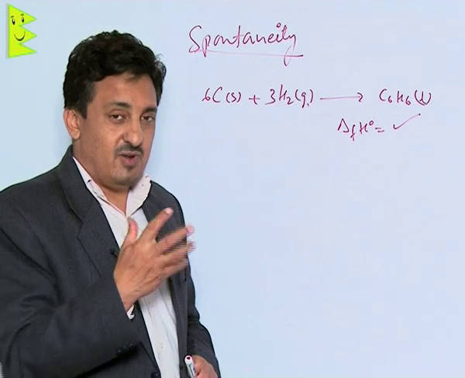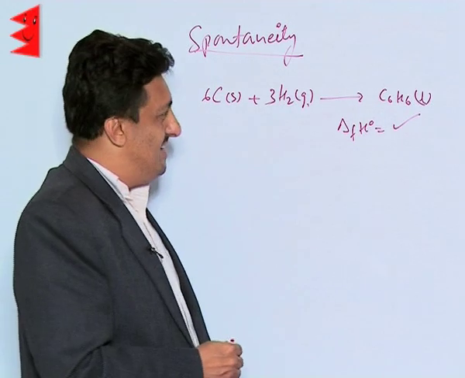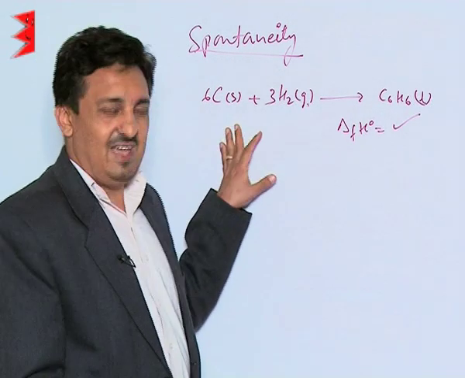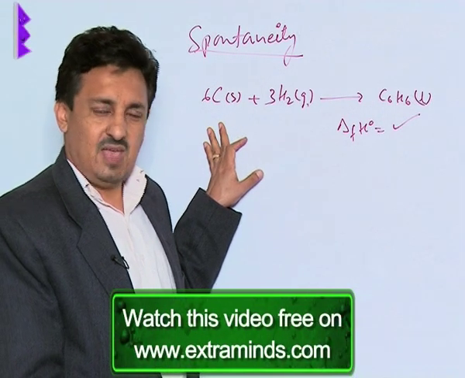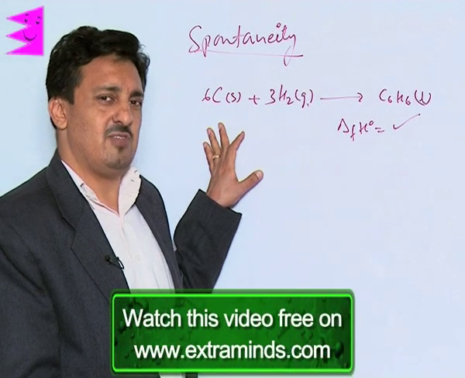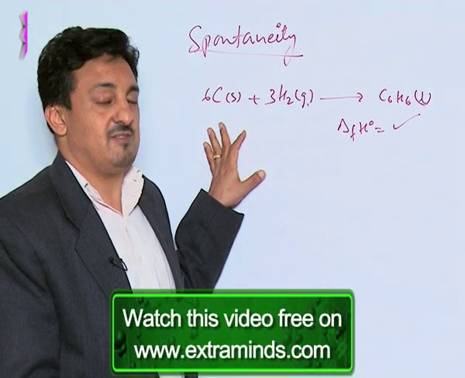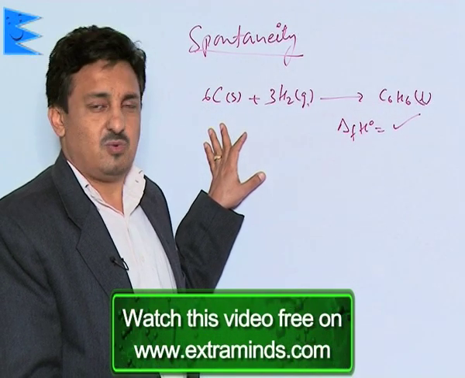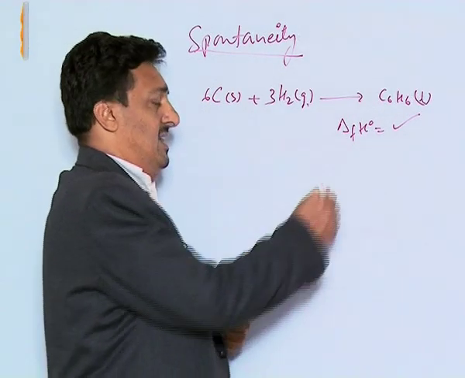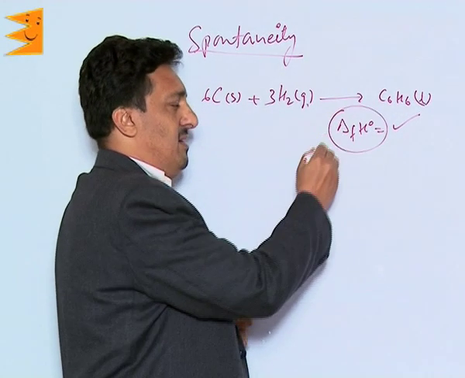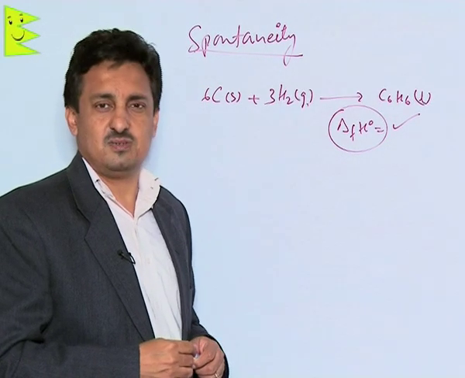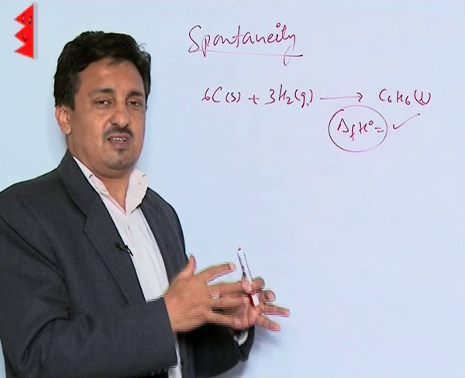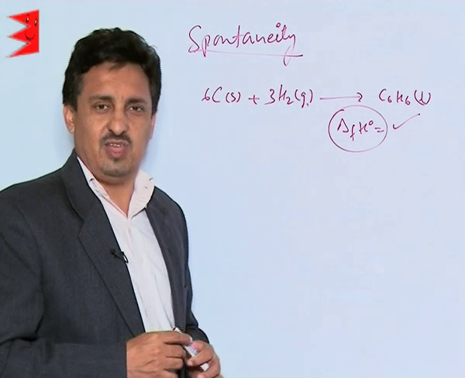But what is most important to note is, is it possible that this reaction can take place in the natural state, or take place on its own? Can we mix the carbon solid, graphite, and hydrogen and get benzene out of it? That's not possible practically. So what it means is that the enthalpy data doesn't tell us whether a process is spontaneous or not. It is not equipped to give us complete information about the spontaneity of a reaction.